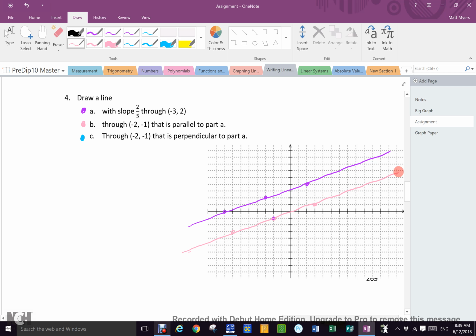And what do I do for the last one? Start at negative 2, 1, but I need perpendicular now. So what do I do? You go up 5. Up 5, 1, 2, 3, 4, 5. Left. Left 2. That's right.